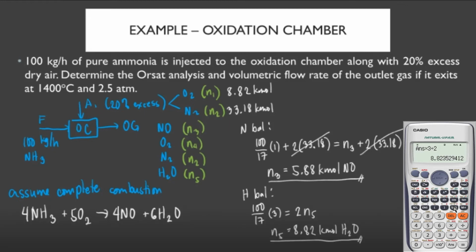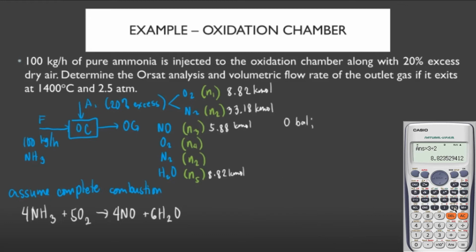Our last balance is the oxygen balance. Since there is no oxygen in the feed, let us go straight to the air. That is 2 times N1, 2 times 8.82 kilomoles of oxygen is equal to all of the oxygen present in the oxidation gases. That is coming from NO, 5.88, coming from O2, that is 2 times N4, and then coming from water, that is 8.82.